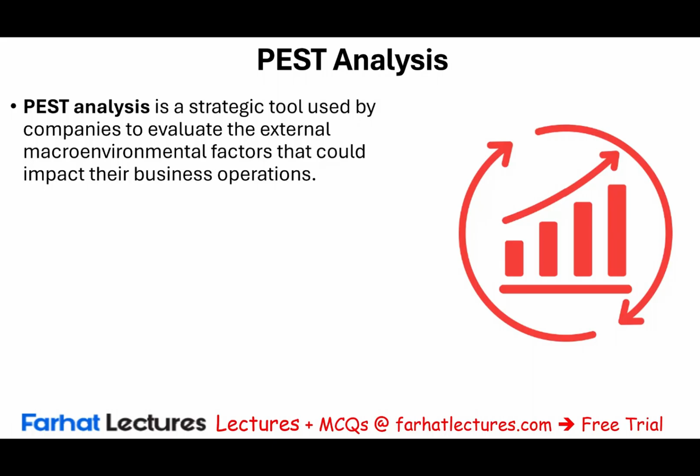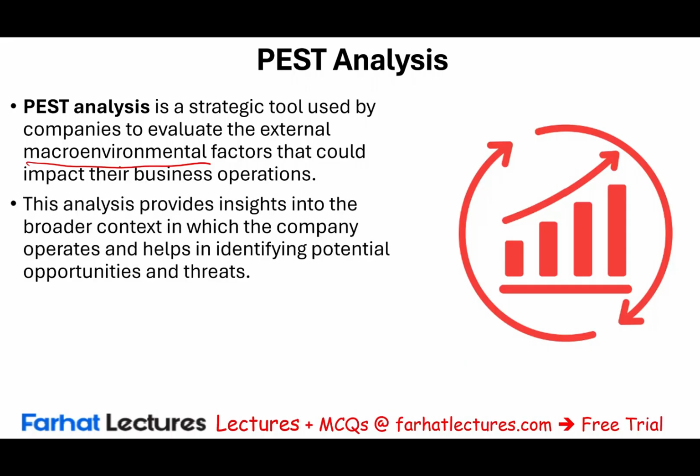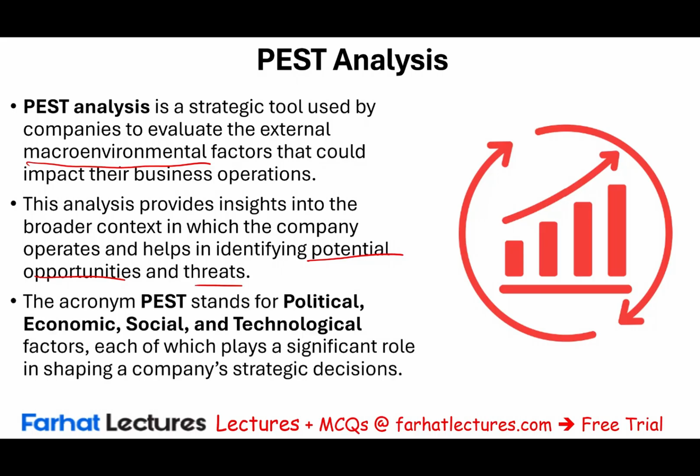PEST analysis is a strategic tool used by companies to evaluate the external macro-environmental factors that could impact their business operation. So what is this analysis? It will give you a picture of the broader context in which the company operates and also helps identify potential opportunities and threats. Now, what's the acronym PEST? It stands for political, economic, social, and technological factors, each of which plays a significant role in shaping the company's strategic management. So look at the political environment, the economic environment, the social environment, the technological environment as you are planning for your future.